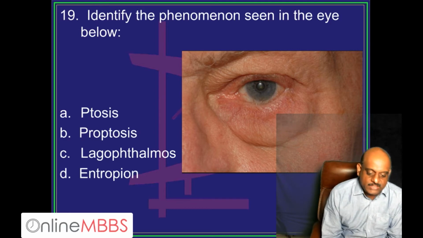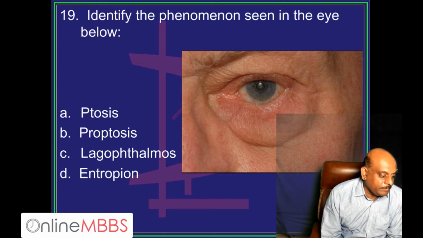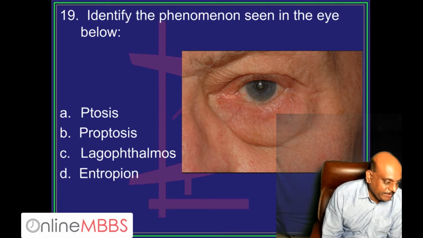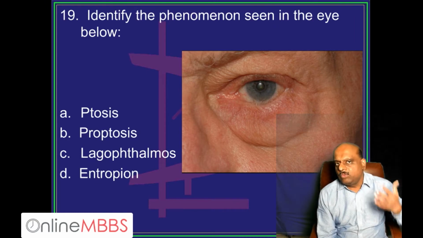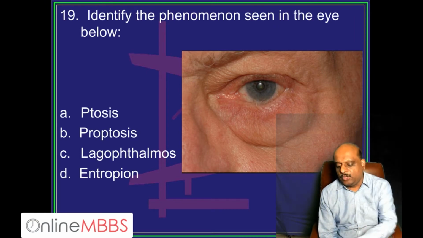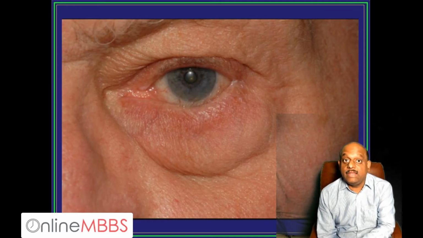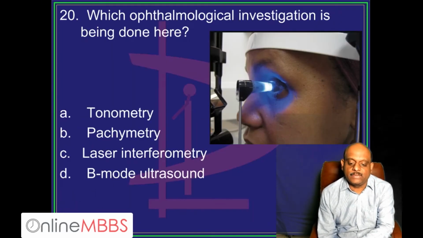So Ritu Raj is saying entropion, Amrita also. But Subramani is proposing entropion. Very good, very good. When you become old, involutional entropion is very common, doctor. That's what you are able to see here. The involutional entropion. That's good.